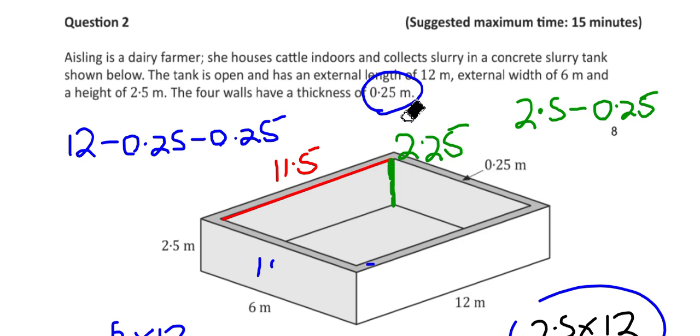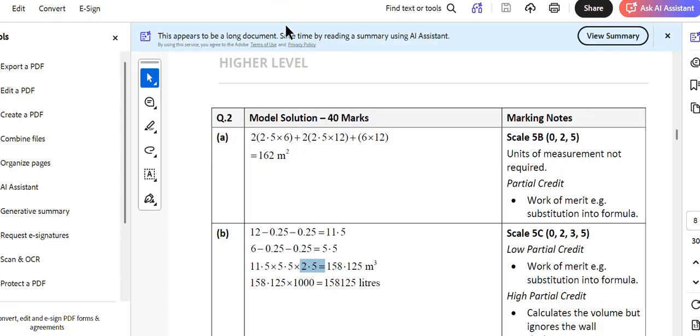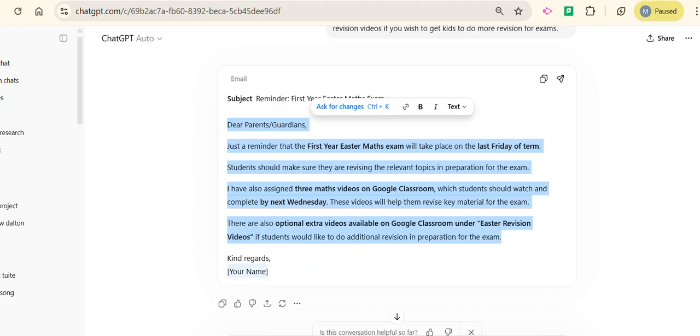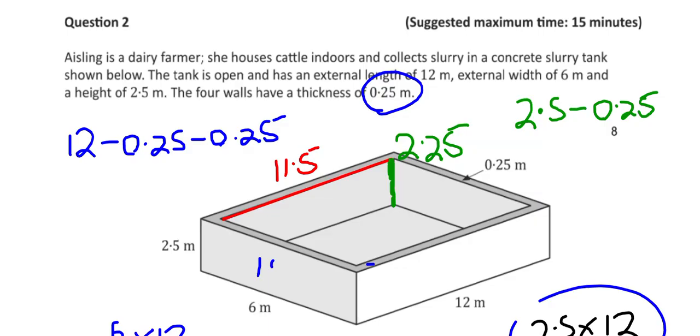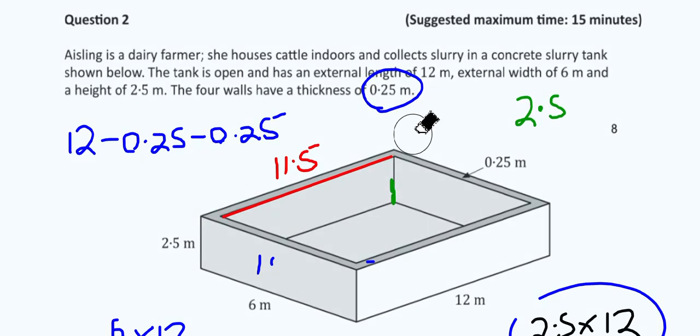Okay, I'll check it out in the marking scheme, but that's what I would do. The assumption the marking scheme's making is that we don't actually know the thickness of the base, so we're not going to worry about it. So we're going to leave it as 2.5. I think they would have given full marks for 2.25 as well.